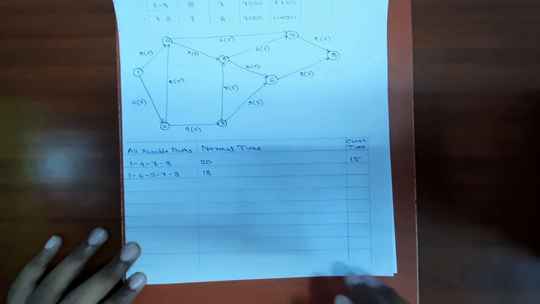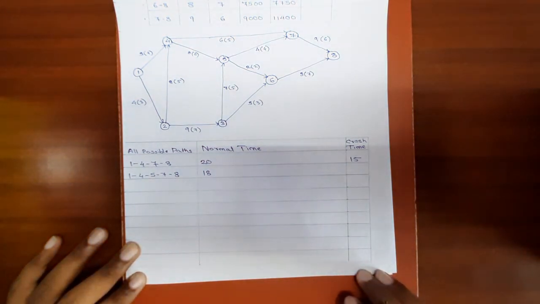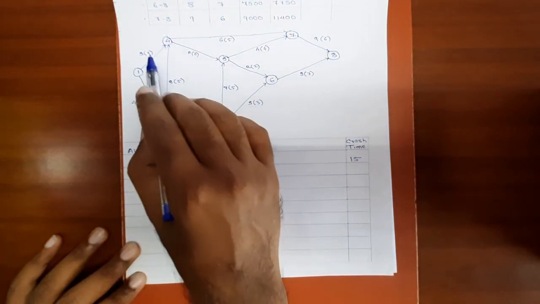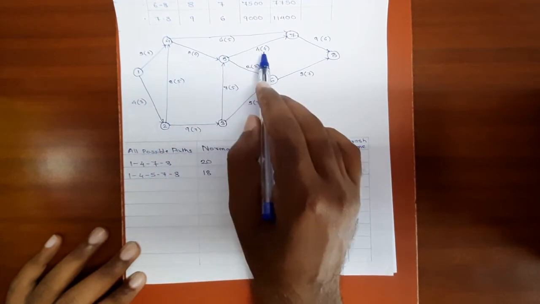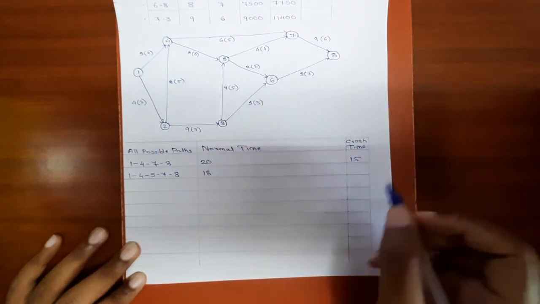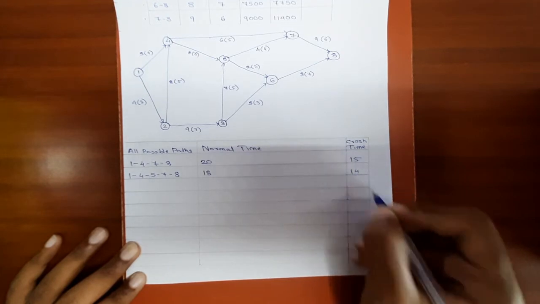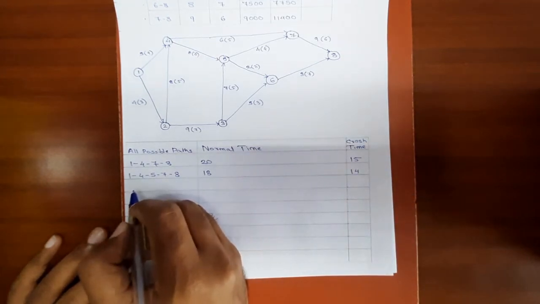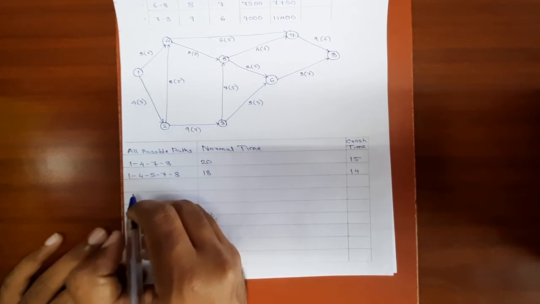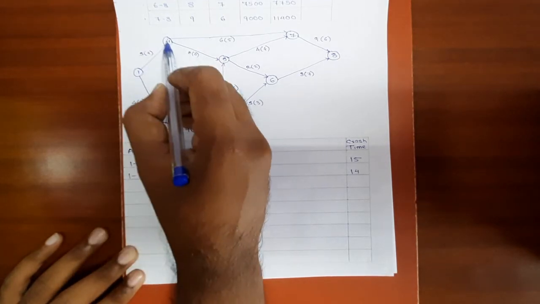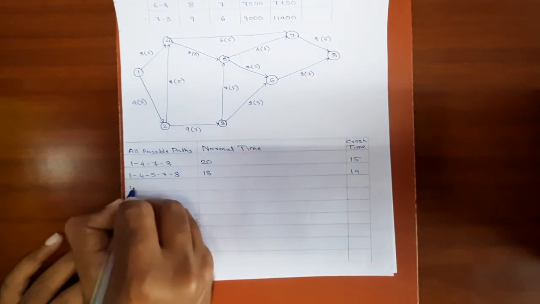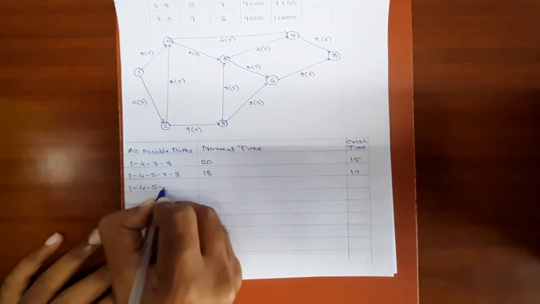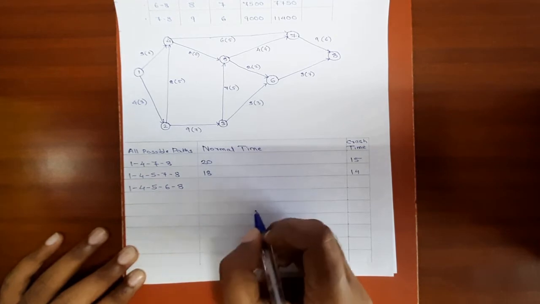Similarly, the crash duration will be 4 plus 0 is 4, 4 plus 4 is 8, 8 plus 6 is 14. Okay, let's proceed to the next path. The next path will be 1, 4, 5, 6, 8.